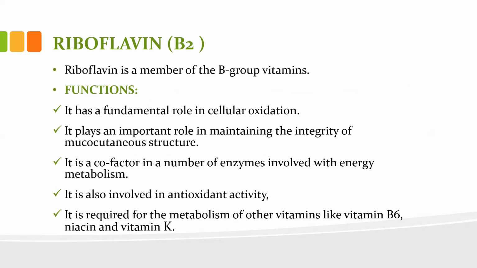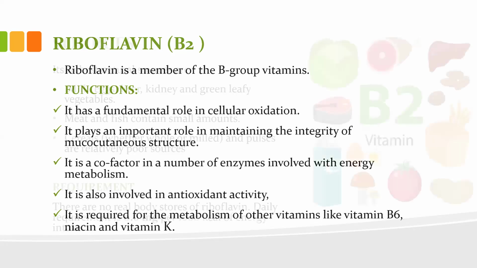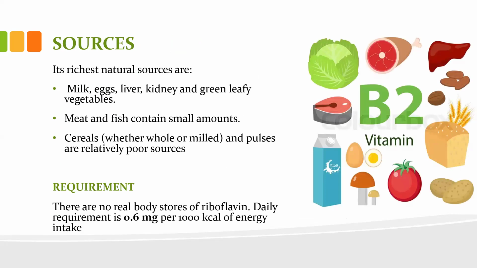It is also involved in antioxidant activity, and it is required for the metabolism of other vitamins like B6, niacin, and vitamin K. The sources of vitamin B2: the richest natural sources are milk, eggs, liver, kidney, and green leafy vegetables. Meat and fish contain small amounts. The cereals, whether whole or milled, and pulses are relatively poor sources of B2.